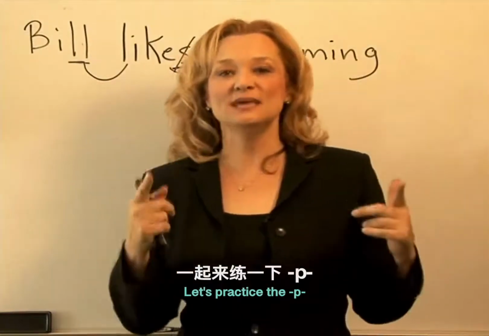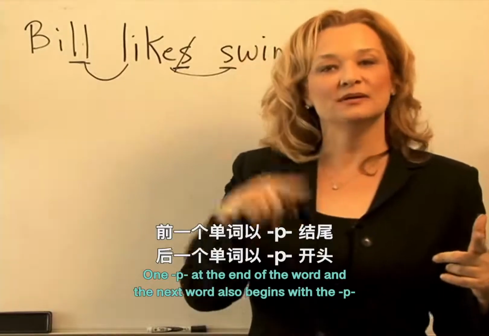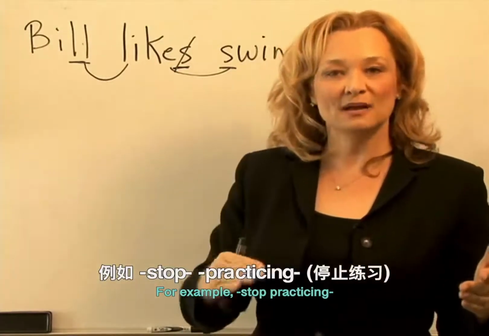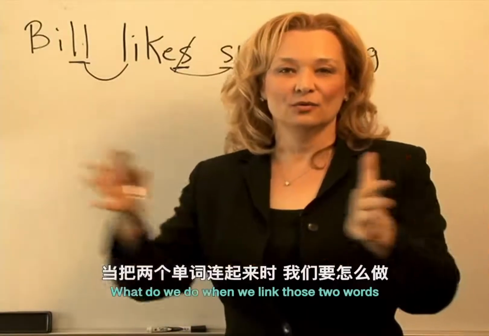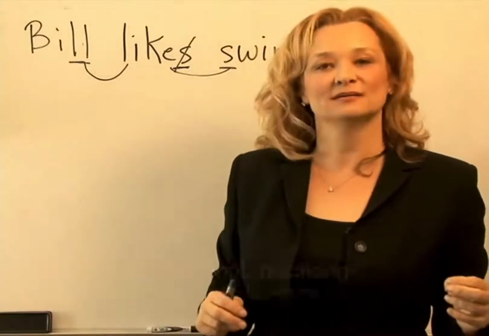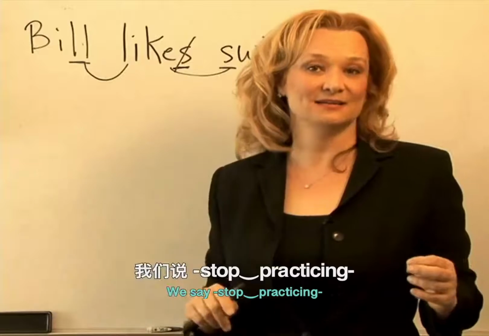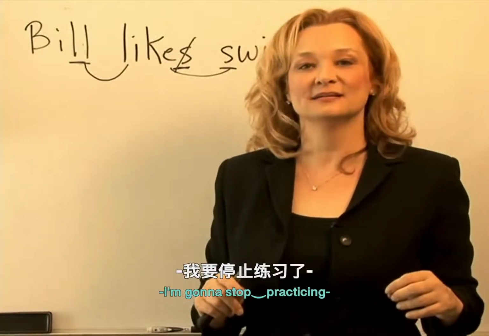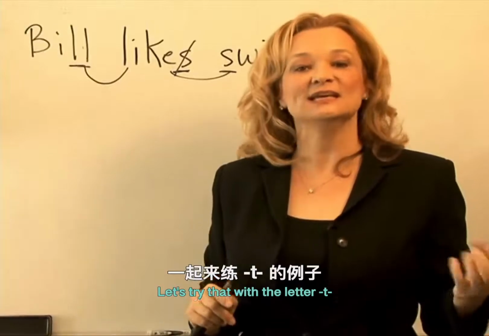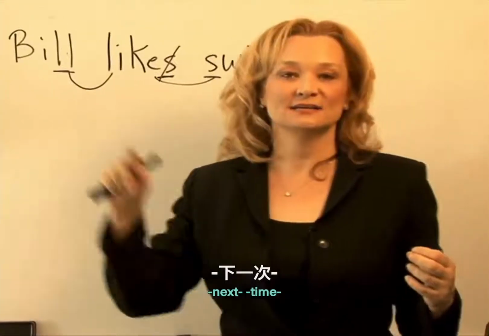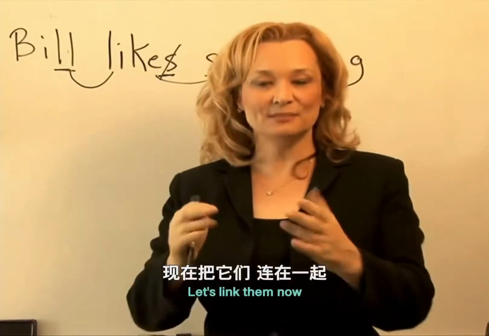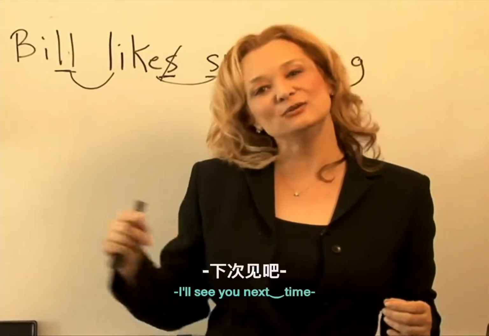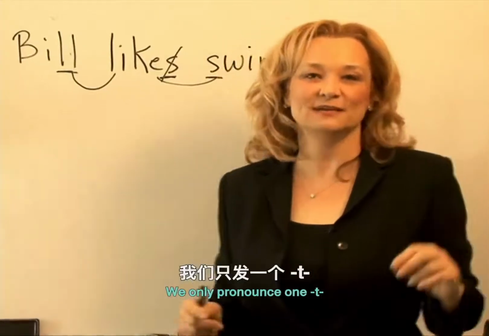Okay, let's practice some more words now with different consonants. Let's practice the P. One P at the end of the word, and the next word also begins with the P. For example, stop practicing. What do we do when we link those two words? We say, stop practicing. One more time. I'm going to stop practicing. Let's try that with the letter T. Next time. Let's link them now. Next time. Repeat. I'll see you next time. We only pronounce one T.